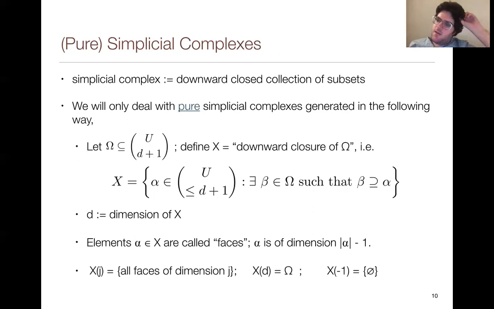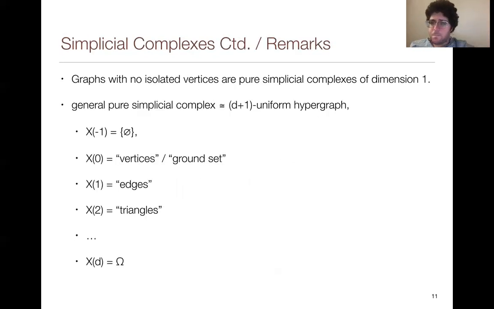Elements of X, I'm going to be referring to them as faces, and the dimension of a face is just going to be its cardinality minus 1. And the dimension of a simplicial complex is just the largest dimension of any face in that simplicial complex. And I'm also going to be introducing notation X_j to refer to all the faces of dimension j. So with this notation, X_d is just going to be the collection omega that I started from, and X_{-1} is just going to be the empty set, because minus 1 plus 1 is 0, and there's only one set of cardinality 0, and that is the empty set.